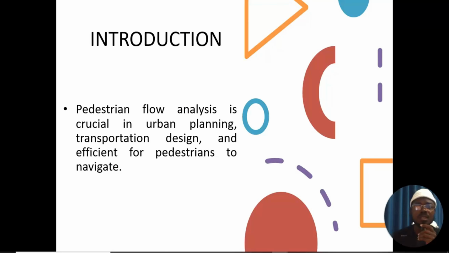Now, when we go further into the analysis itself, we know that it is quite crucial when we're dealing with urban planning or any form of transportation design, or when we want to manage crowds, which is called crowd management, or event planning. When you're planning towards an event, this pedestrian flow analysis is very important. And also when we want to build designs or create spaces that are safe, accessible and efficient for pedestrians to navigate, that is when pedestrian flow analysis is very important.